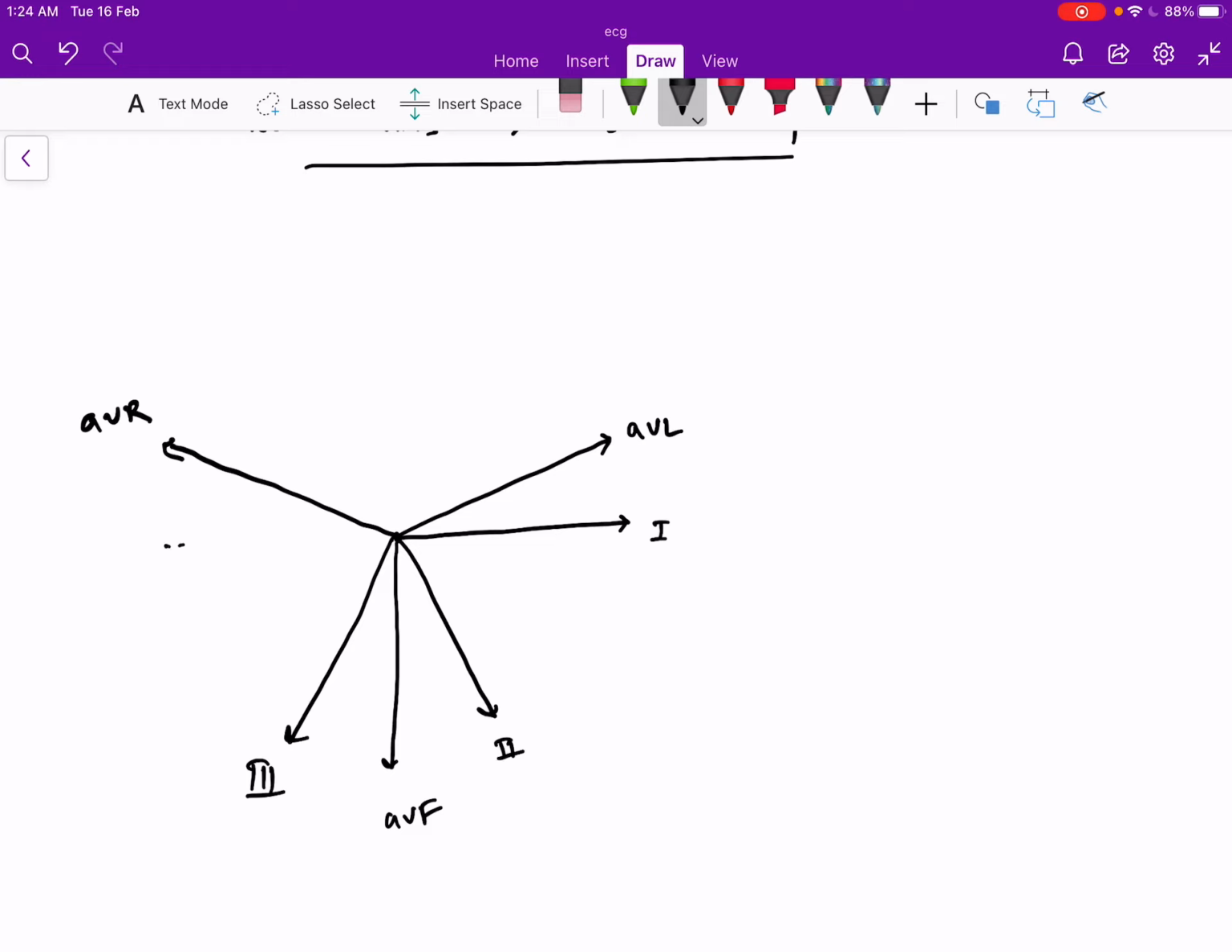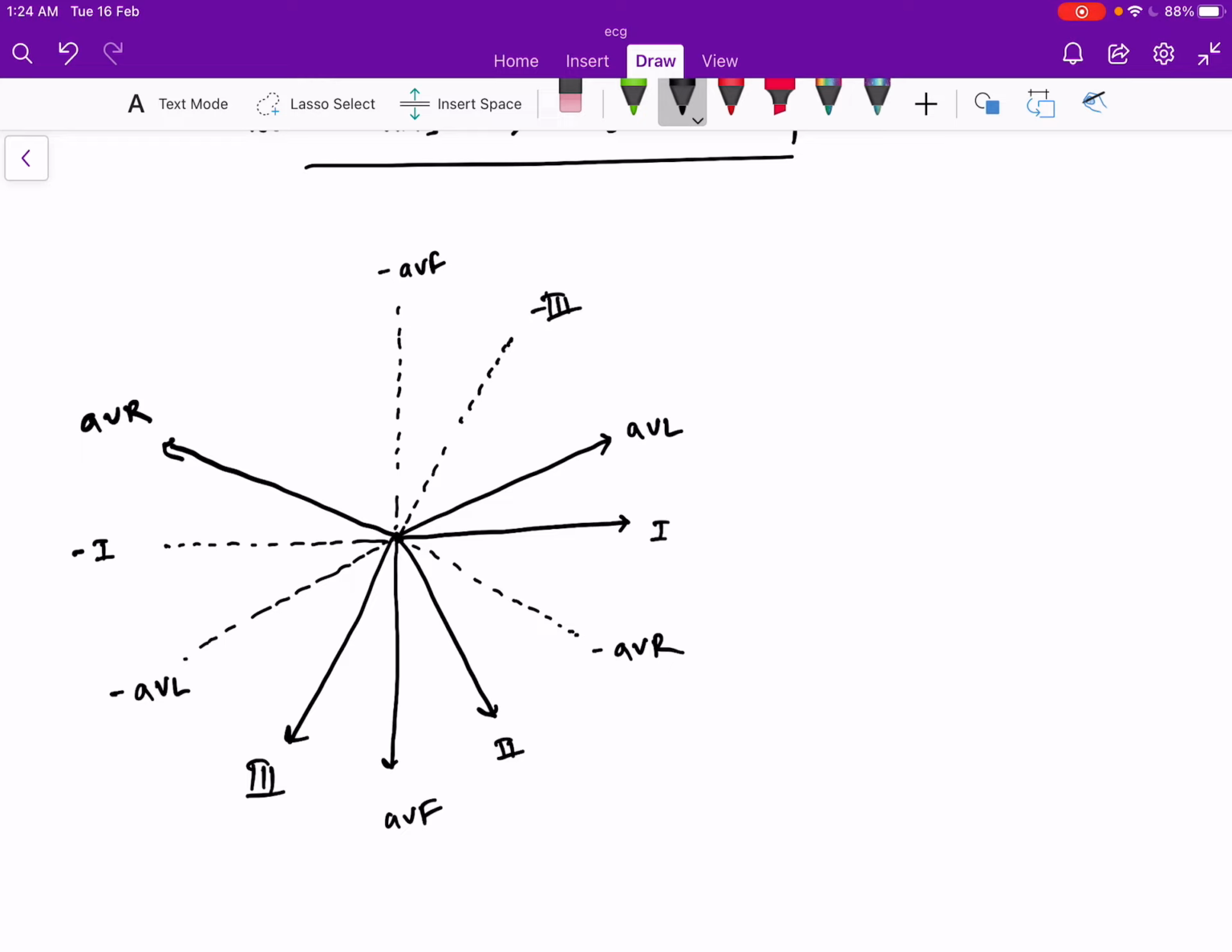If we see the negative leads, this will be -1, this will be -AVF, this will be -AVL, this will be -AVR, this will be -3, and this will be -2.